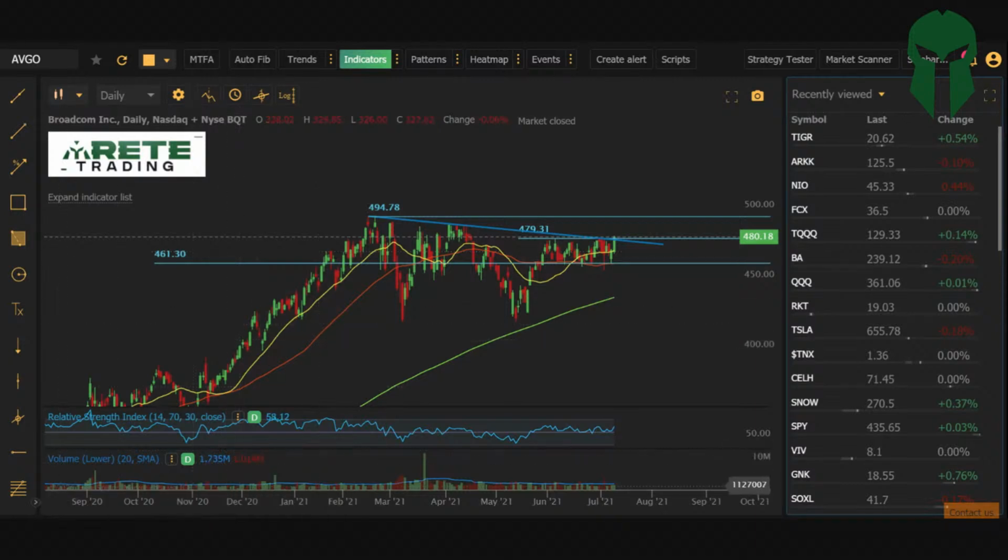So for me, looking at it, see how this slopes down? I would look for that break and see if you get it. But I like that a lot. I like what's going on right here. I like how it's all congested and now we're breaking out to the upside. So I think this has potential. I'd like to see more volume, but we're going to have to wait and see if we get it or not.